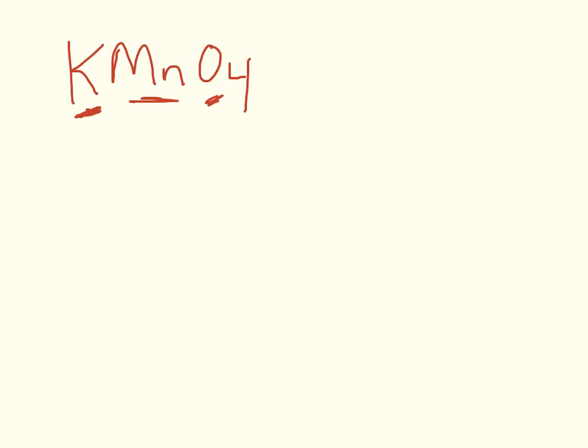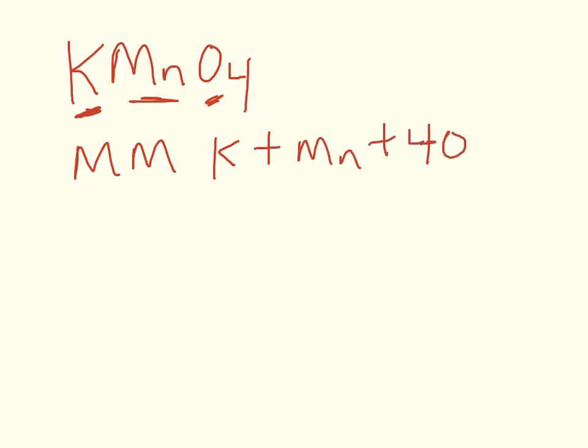So the first thing we have to do is add up the molar mass of the whole compound. So we'd add up 1 K plus 1 Mn plus 4 oxygens, look at the mass on the periodic table and then add them up. And that adds up to 158.04 grams per mole. So that's the molar mass of KMnO4.